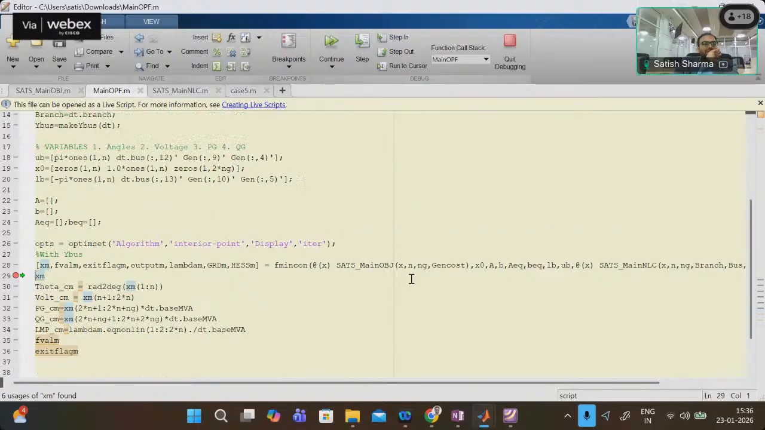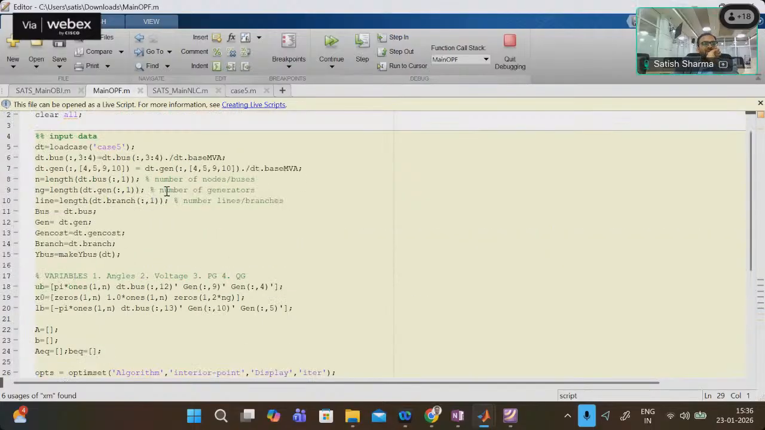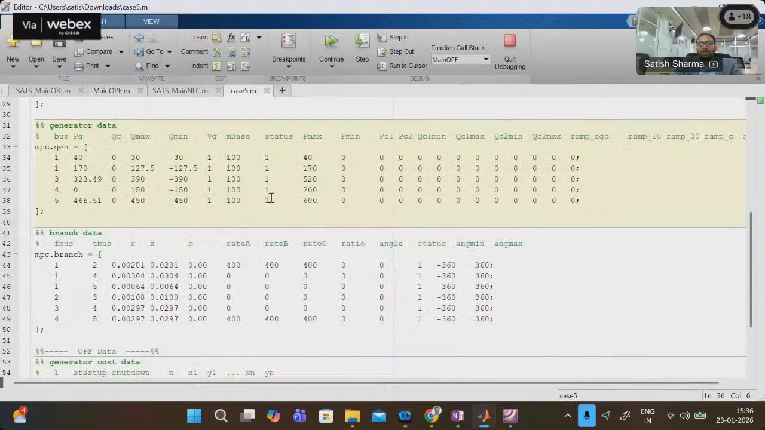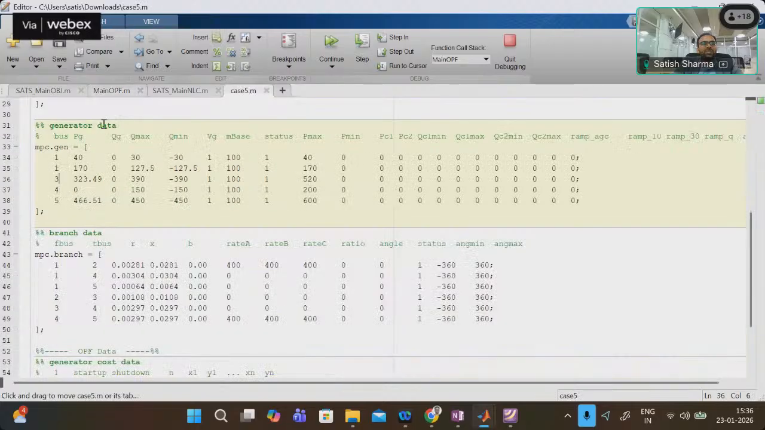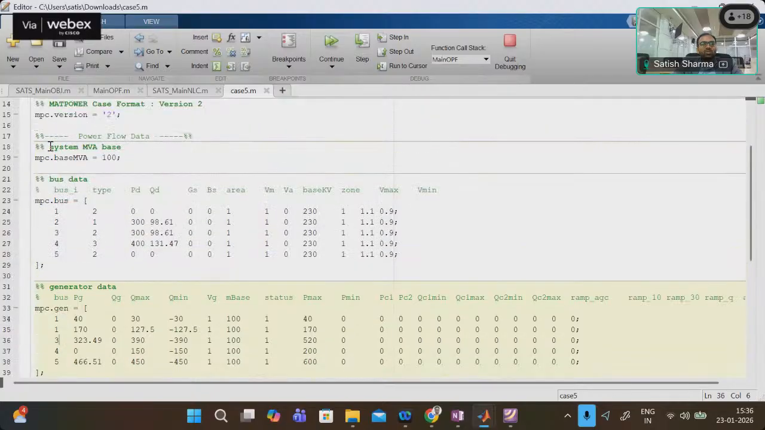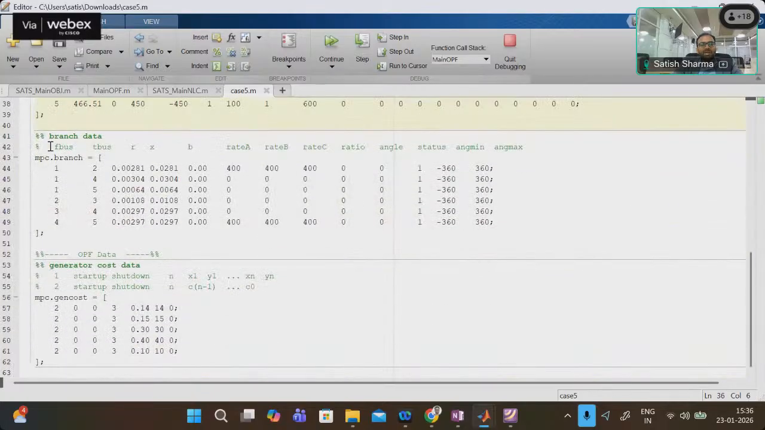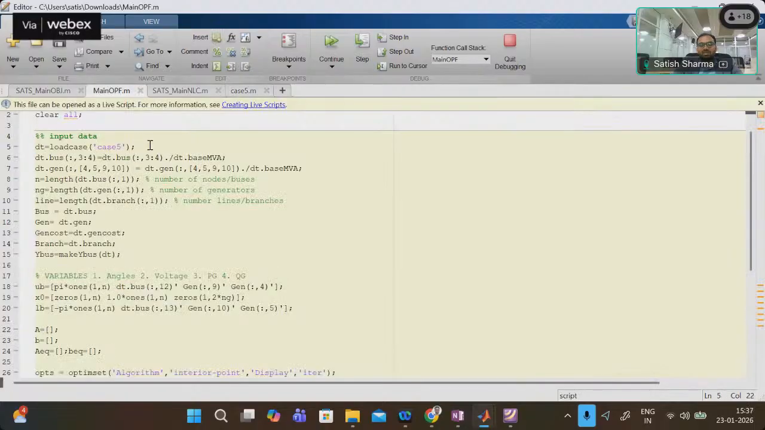No, I think I have explained that this information you can paste directly from the case file. So this file I will supply. Instead of mpc, I use dt, so this mpc should be replaced with dt, and all these four, like bus data, generator data, branch data, and cost data, should be pasted at this particular location. So then it has been loaded basically.